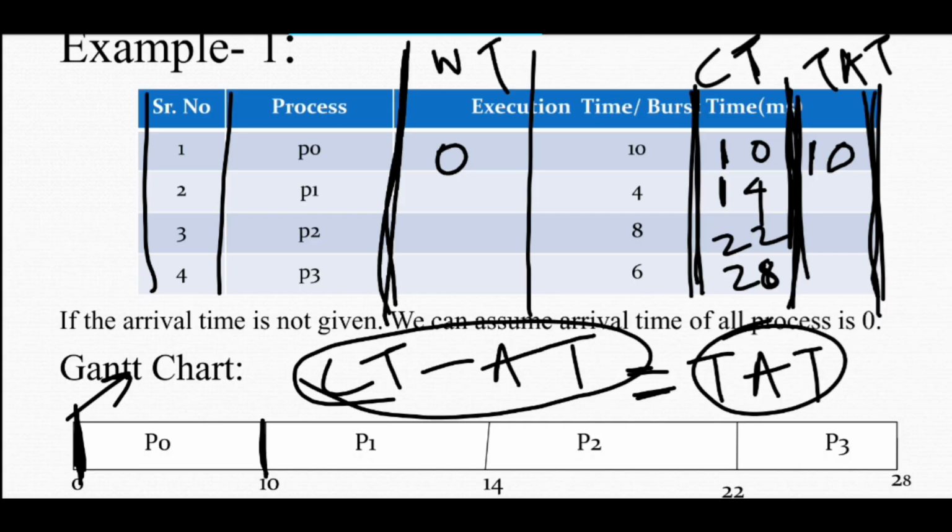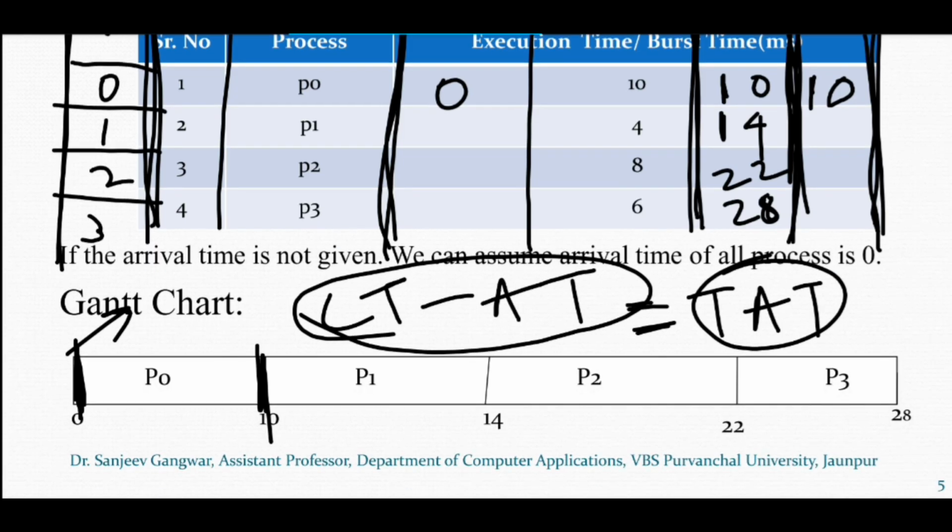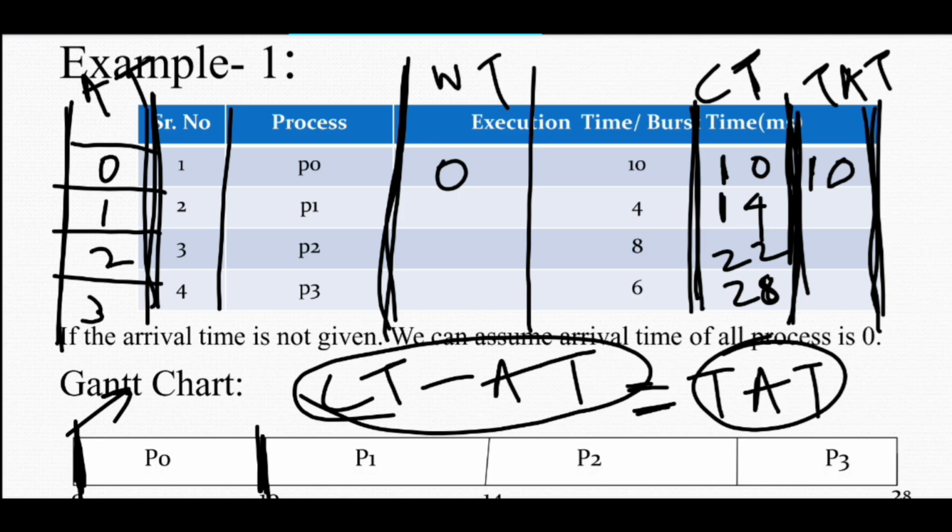After that, let's move towards P1. Process P1 entered the CPU at 10 seconds, then left the CPU at 14. Let me make a new arrival time. Let's consider our arrival times are equal to 0, then 1, then 2, then 3. Okay, it's easy. Then process P1 entered the system at 1 second and completed at 14 seconds. Then it remained in the system for 13 seconds. How? 14 minus 1 is equal to 13.